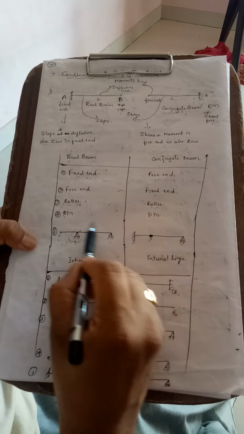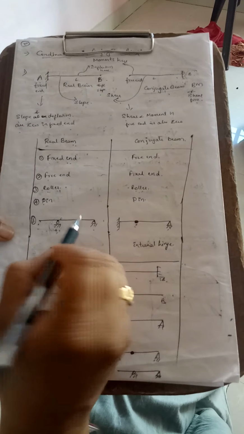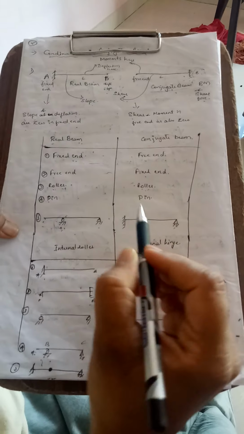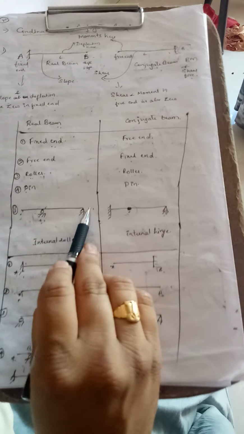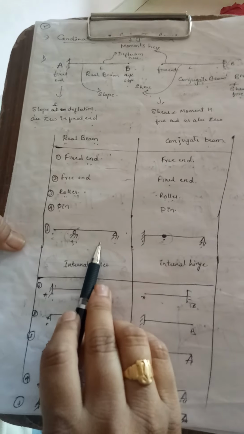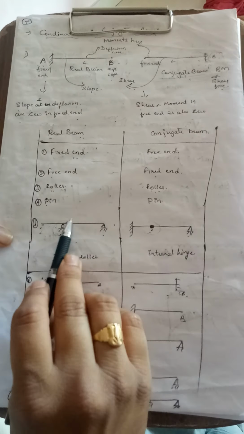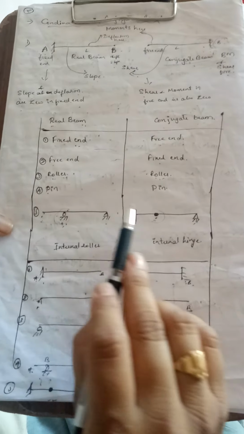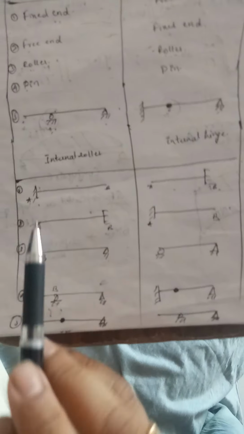Suppose it is an overhang beam, and the intermediate support is a roller or pin. That is converted into an internal hinge. I repeat, for this overhang beam, the intermediate support is converted into an internal hinge. Now we go for the figures.